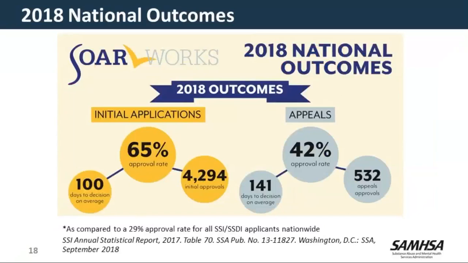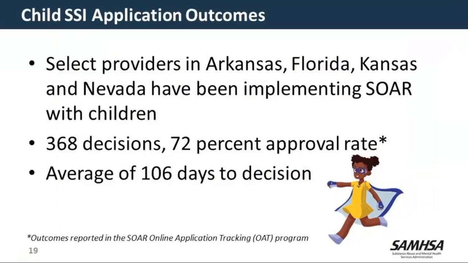SOAR decisions are made in an average of 100 days, and there's no more waiting 1 to 2 years for an appeal. SOAR is all about getting it right the first time. Select providers in a few states have been implementing SOAR with children and tracking their decisions in OAT. So for 368 decisions, they saw a 72% approval rate and an average of 106 days to decision. So we know that SOAR works for children too.